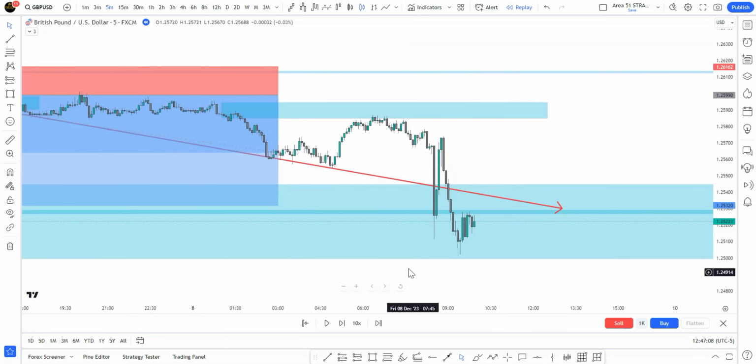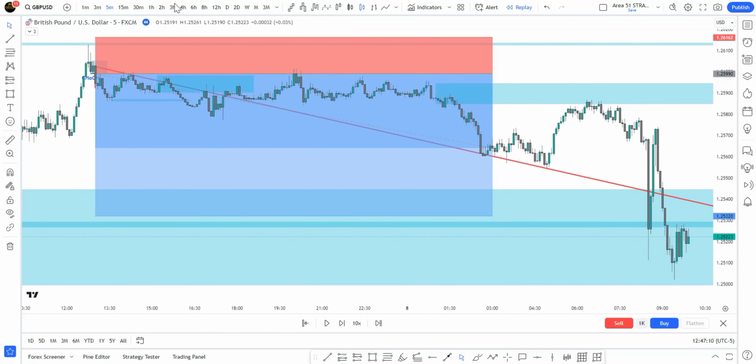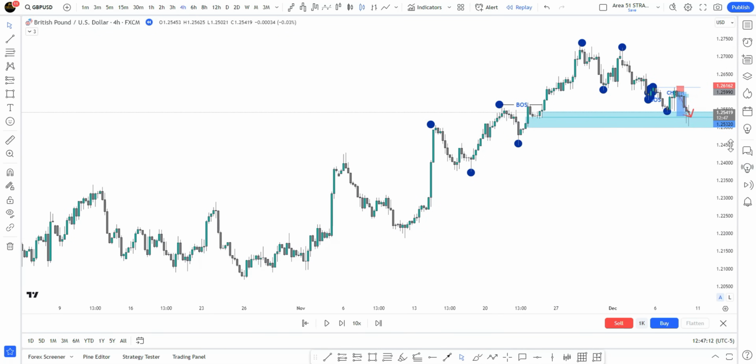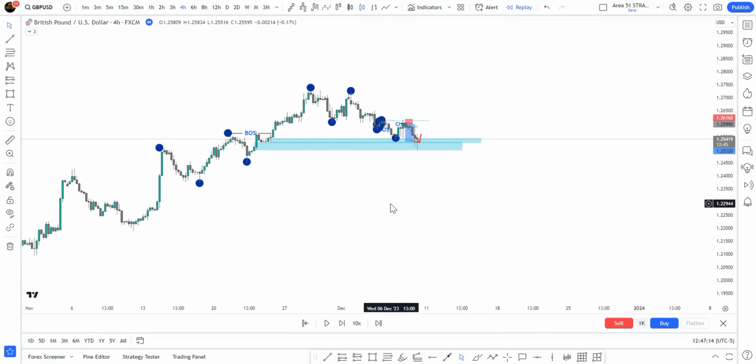Okay. All right. So this is exactly how it played out. Very easy, concise, without any confusion. And I also used, like I told you guys, the NFP news to incorporate with my strategy.